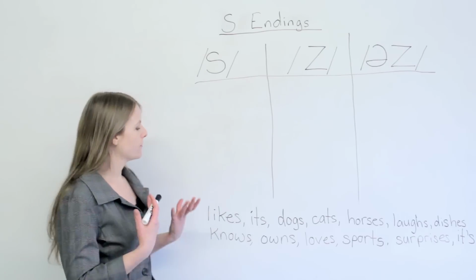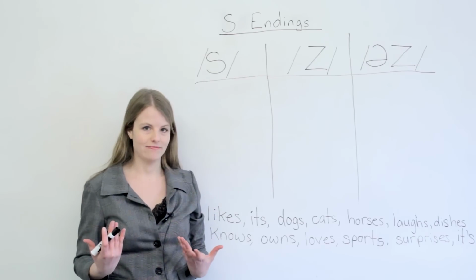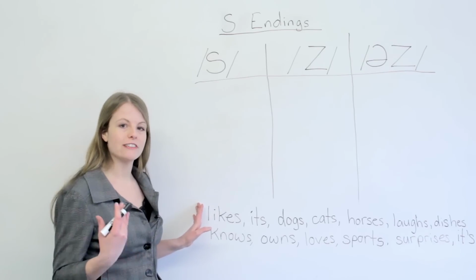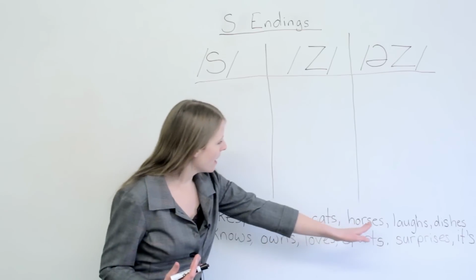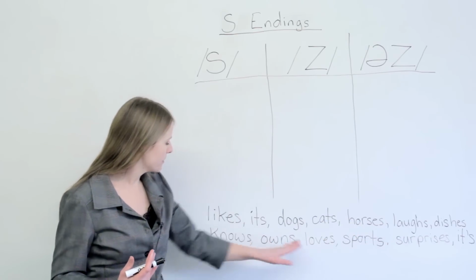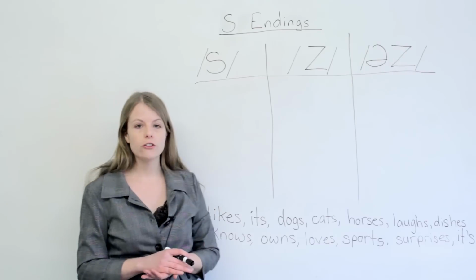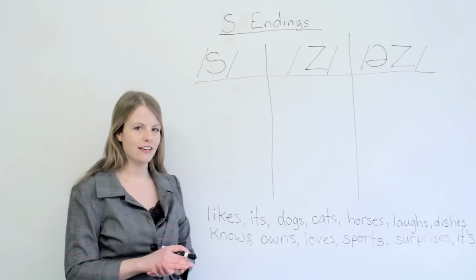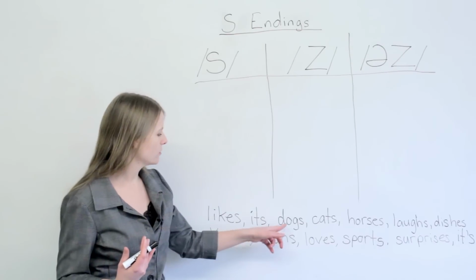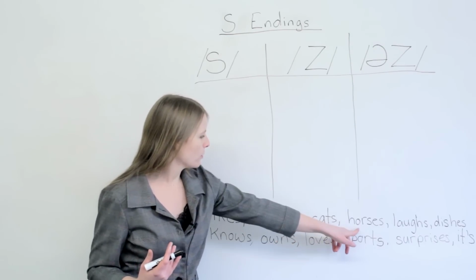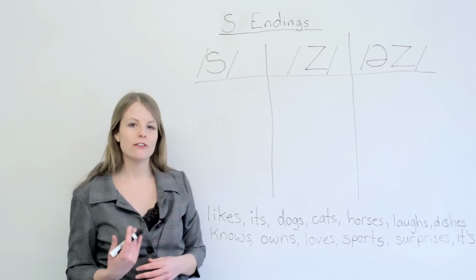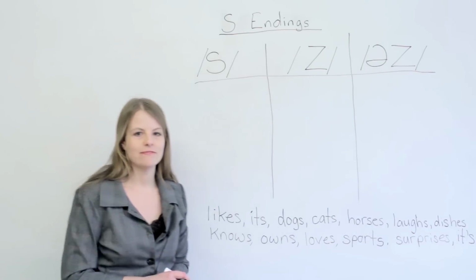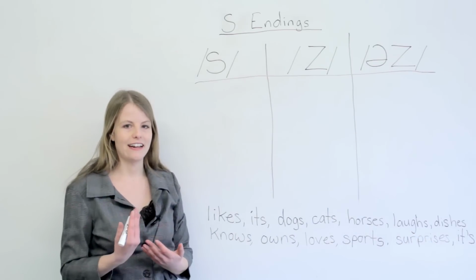So we're going to learn about S endings and the 3 different ways you pronounce them. So first off, when do we use an S ending? We use it for verbs in the present tense, third person singular, like likes, laughs, loves, knows. We also use S's for possessives, its, as an example. We use it for plural nouns, dogs, cats, horses. And finally, we use it for contractions. Its is it is. So there are 4 different times we use S endings.